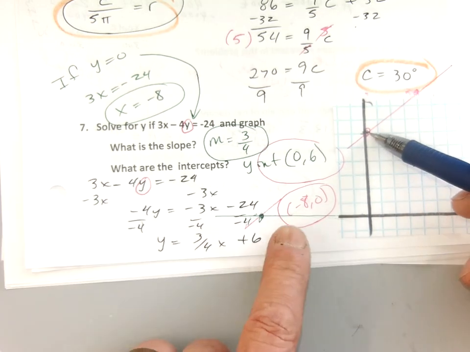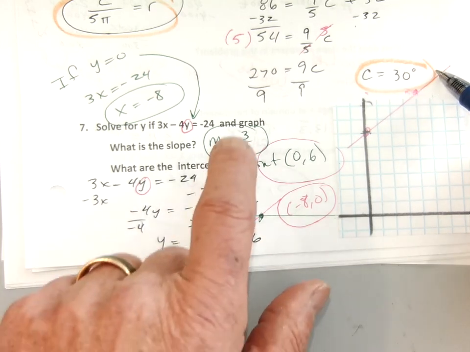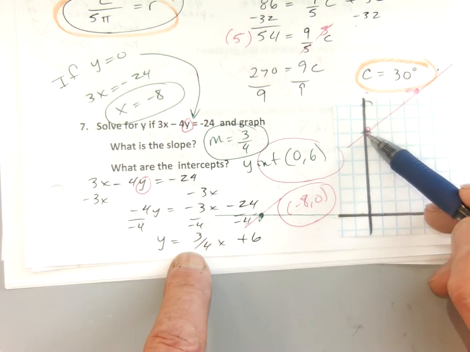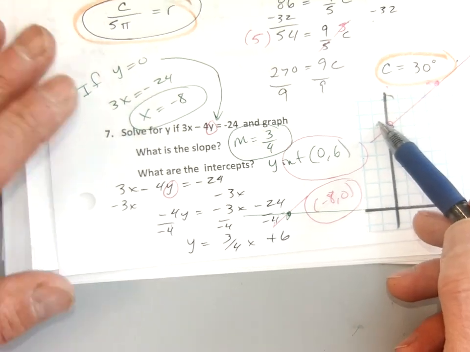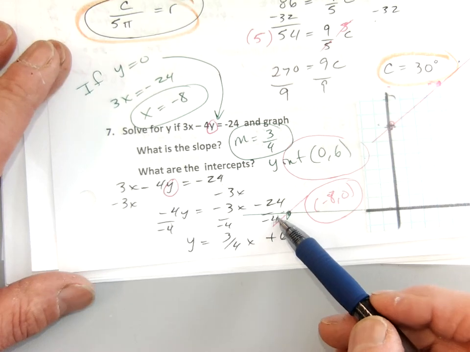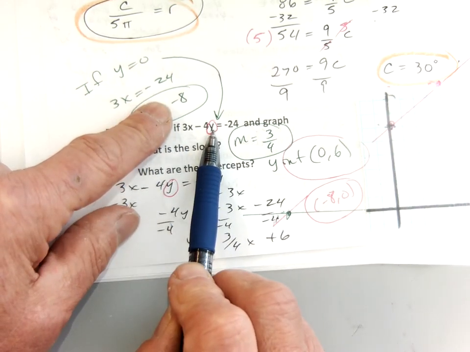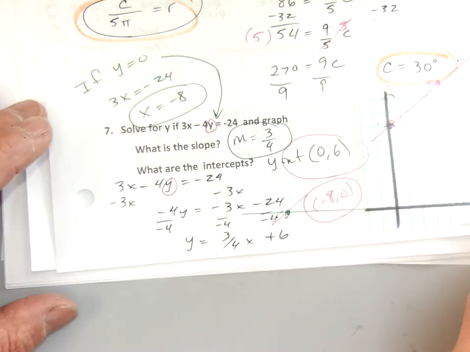So I start at 6 and I go up 3 over 4. My slope is 3/4. My y-intercept is at 0, 6. My x-intercept, to find it, I could continue graphing it until I hit it, or I just set y equal to 0. If I set y equals 0, then I'll get my x-intercept at negative 8.